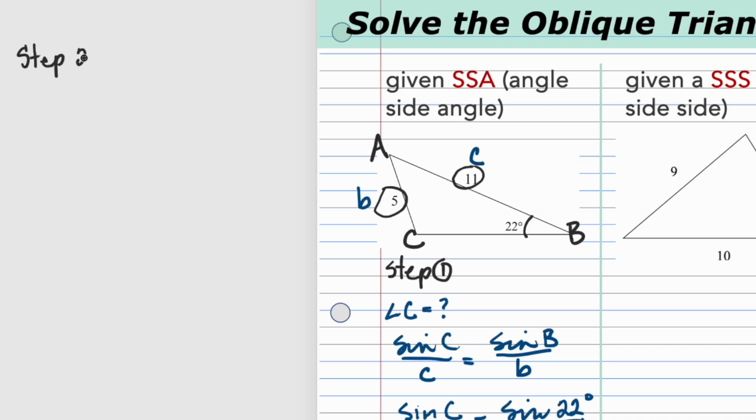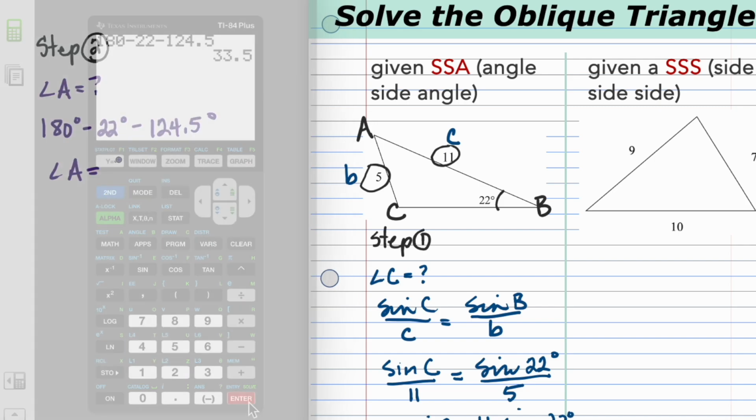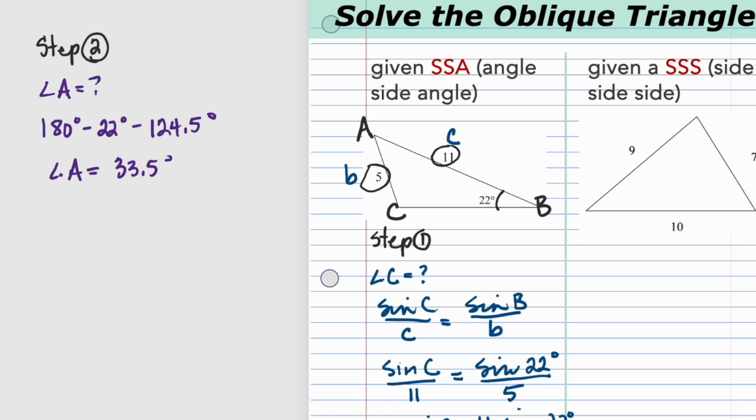Step 2, we'll figure out angle A. It's 180 degrees, subtract 22 degrees, subtract 124.5 degrees, and we get 180 subtract 22 subtract 124.5. 33.5 degrees for angle A. So far we have angle C is 124.5 degrees. Angle A is 33.5 degrees.